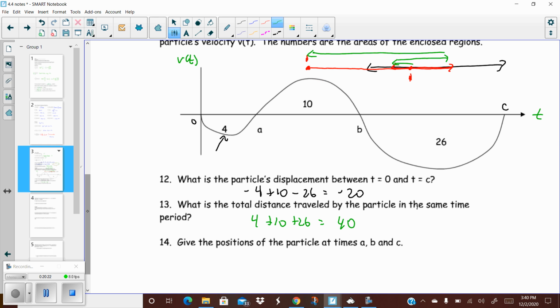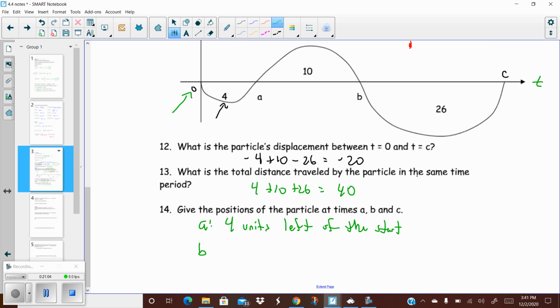So it says, give the positions of the particle at times A, B, and C. Well, we've kind of already done that. It's probably out of order. We should have done that first. So the position of the particle at time A is 4 units left of where it started. Now, we know that it started at time 0. We just don't know the position of the particle at time 0. So we can't say that it's negative 4 on the number line or something like that. All we can say for position A is that we are 4 units left of the start. We don't know where the start was. Had we been given that information, we could do it.